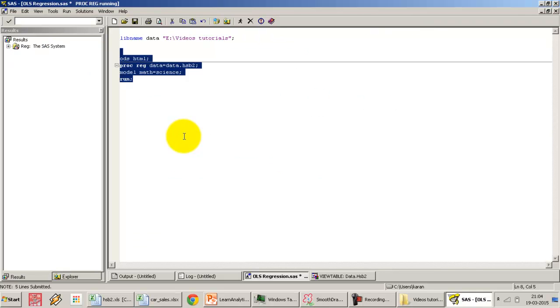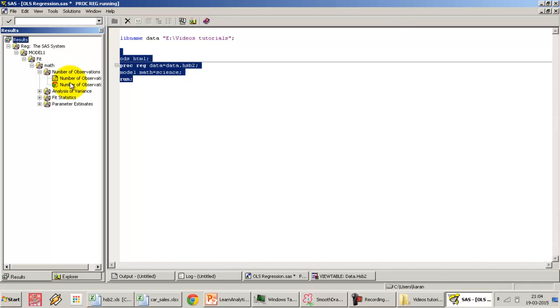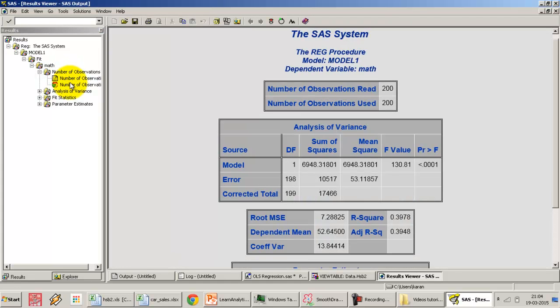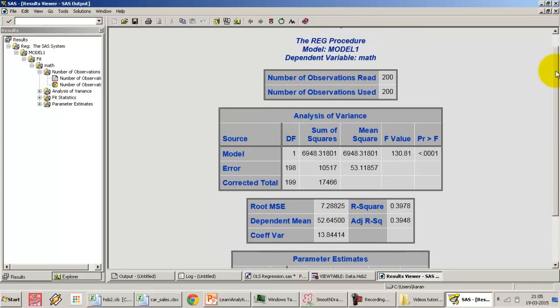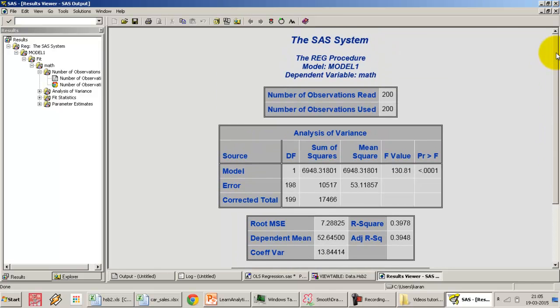and there we have it. We have our regression output. So I'll just open the HTML output, and so here we have our model details. Now the PROC REG procedure prints out a lot of tables, and I'm going to explain what they mean. So the first table that we get is the number of observations that have been used in our dataset. So we've used all 200 observations, and then we get the ANOVA table.